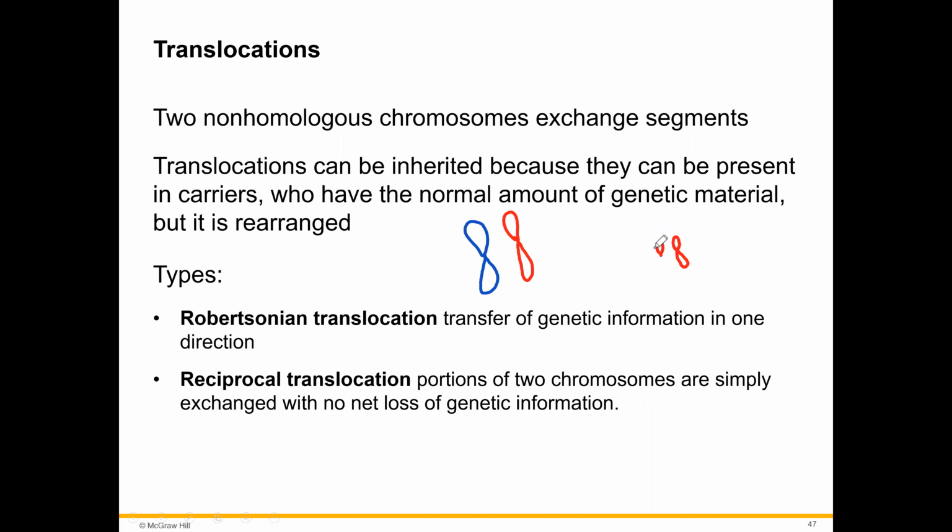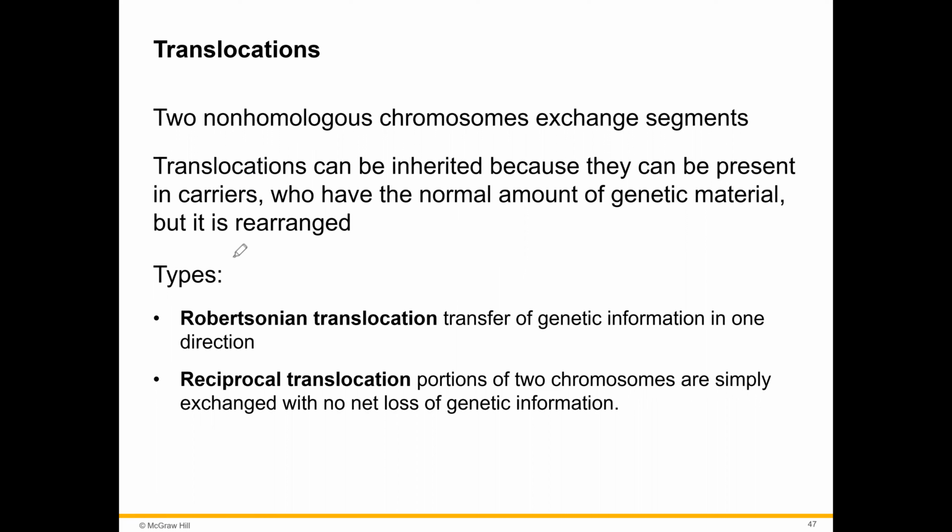Now, if we have exchange between chromosome 14 and chromosome 21, then this is called non-homologous chromosome. So chromosome 14 and chromosome 21 are non-homologous. So if we have exchange between non-homologous chromosomes, then it's called translocation. Translocation can be inherited, because they can be present in carriers, in mom or dad, who have the normal amount of genetic material, but it's just rearranged.